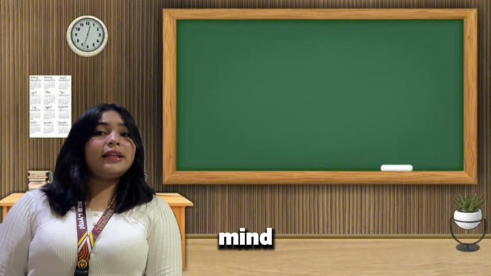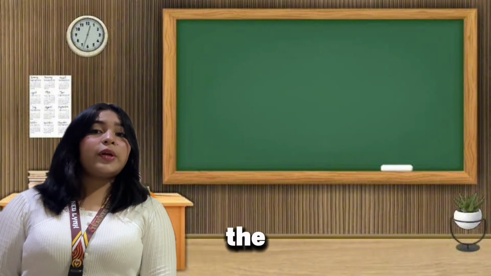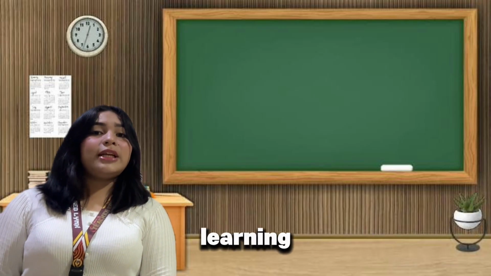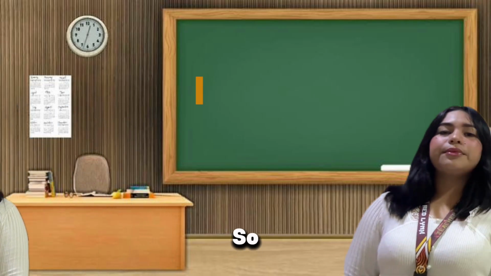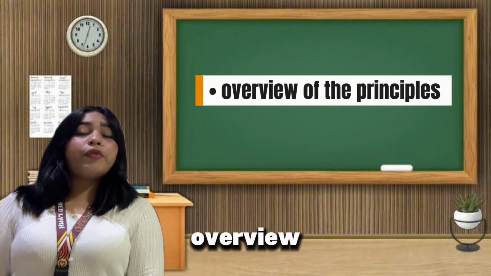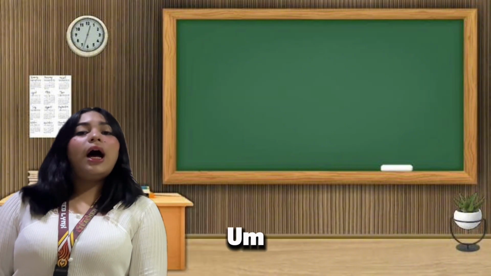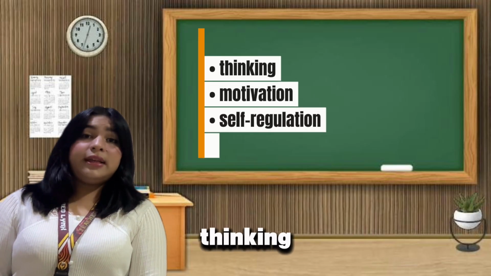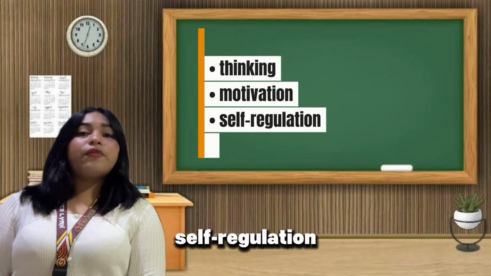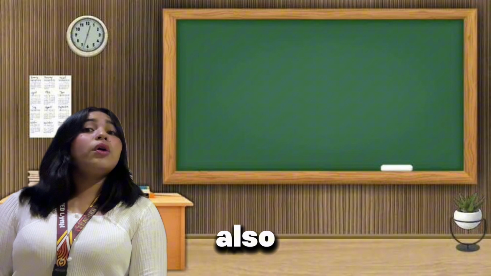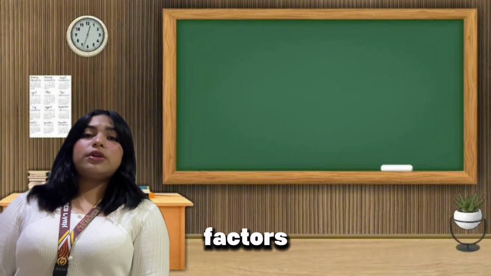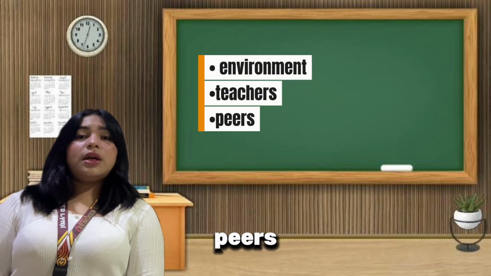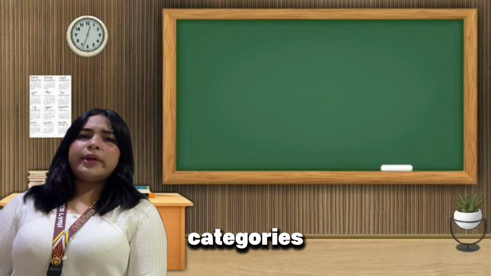With that in mind, let us now explore the principles and see how they apply to real life learning situations. Now we have the overview of the principles. It focuses on the internal learner factors such as thinking, motivation, and self-regulation. It also considers the external factors such as the environment, teachers, and peers. So it has four categories.